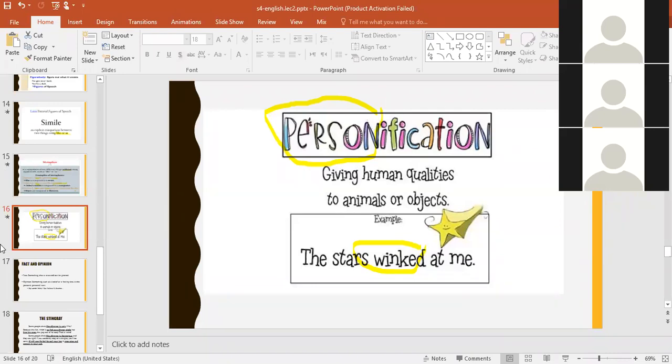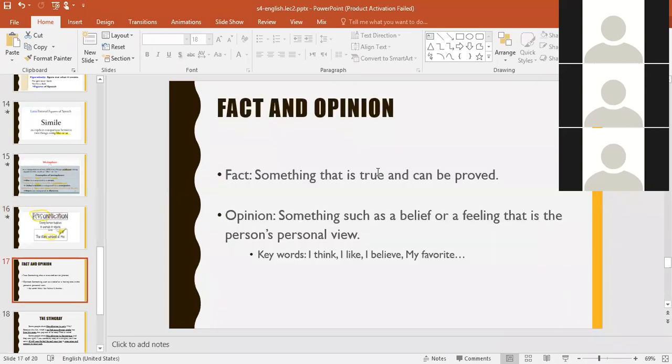Let's now move to the last skill, fact and opinion. A fact is something that is true. It can be proven. For example, I am 28 years old. This is a fact. Beirut is the capital of Lebanon. This is a fact. I cannot change these.